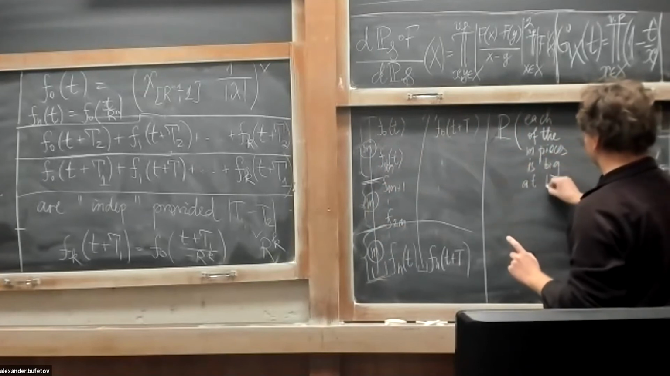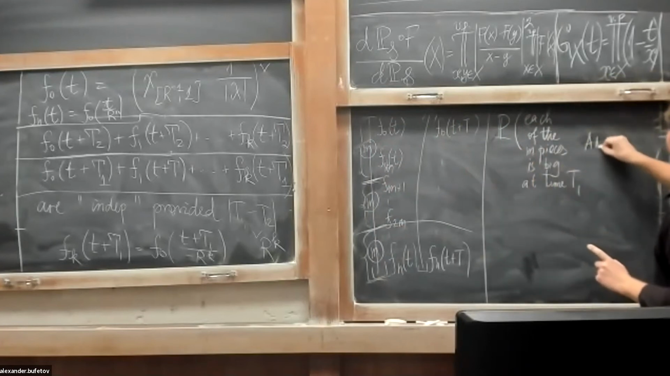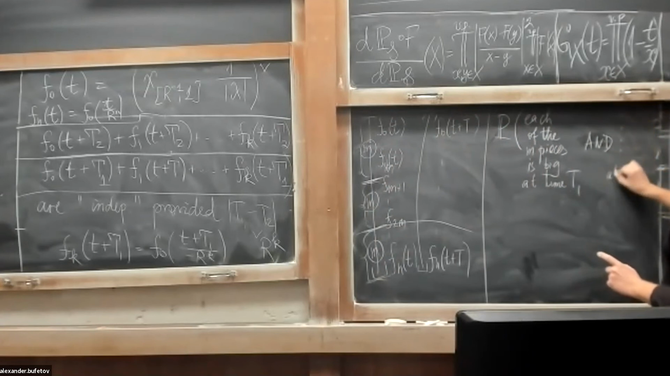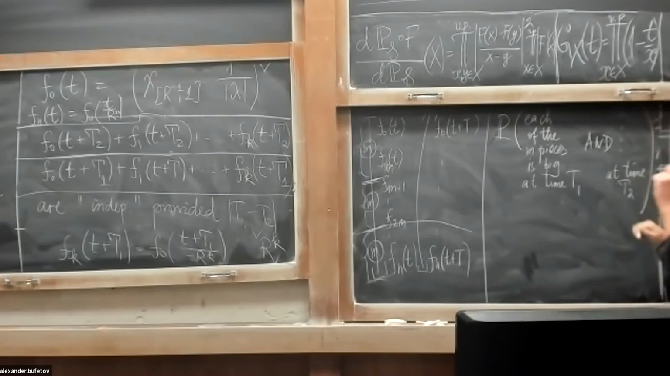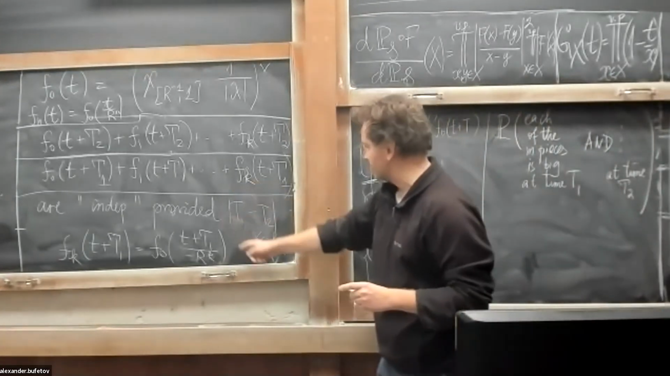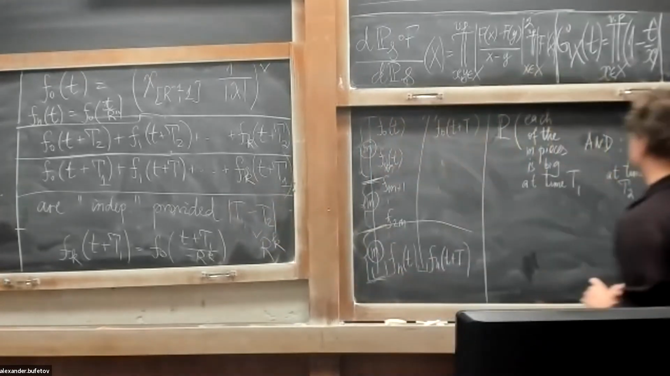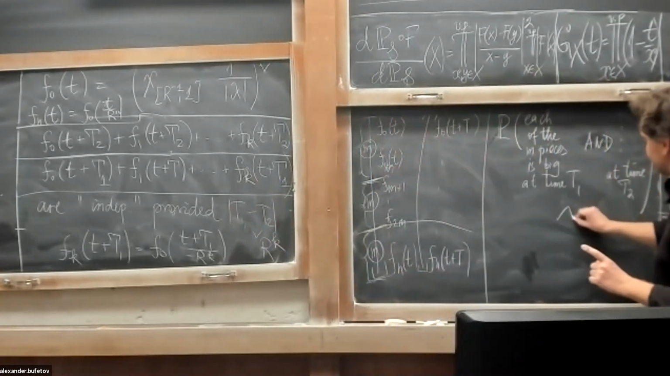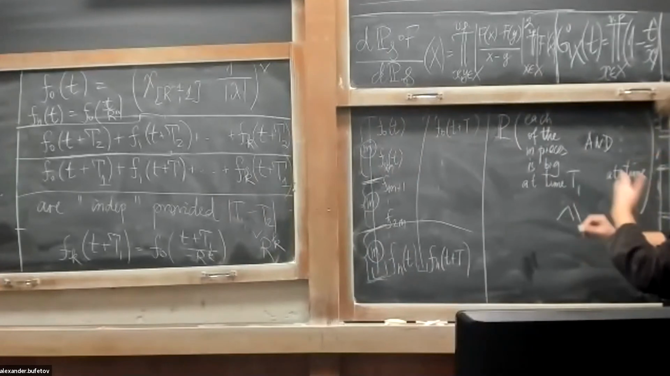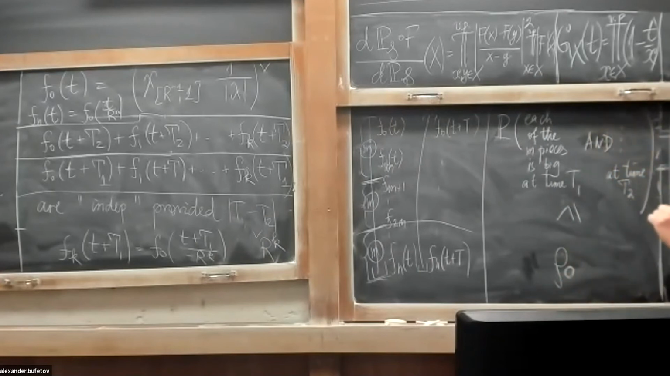At time t1 and at time t2. Well, here we have to estimate separately the pieces which are bigger than this and the pieces which are not bigger than this. And so the estimate becomes, there is a quantity for the probability of the pieces, rho 0.